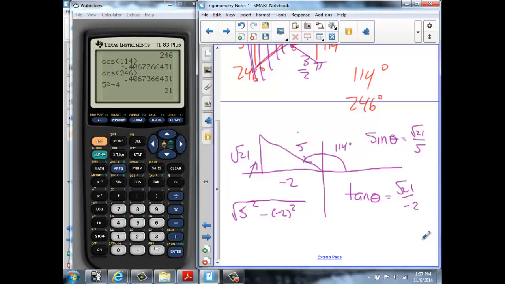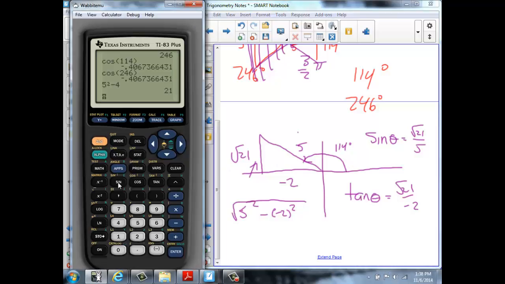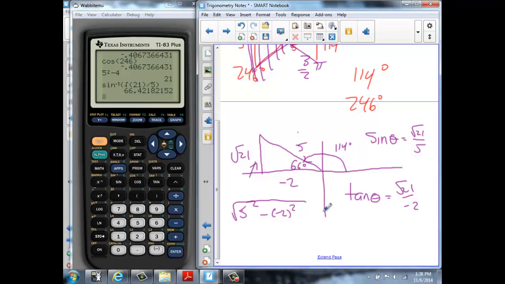Let's say I wanted to confirm that angle though. What if I were to inverse sine root 21 over 5? If I were to inverse sine this thing, shouldn't it give me 114? But what if it picks another angle? It actually picks 66.4. Oh, that's the little angle in there. That's this guy right here. That's 66 degrees right there instead. So my calculator gave me an angle, but it didn't give me the angle I was looking for.